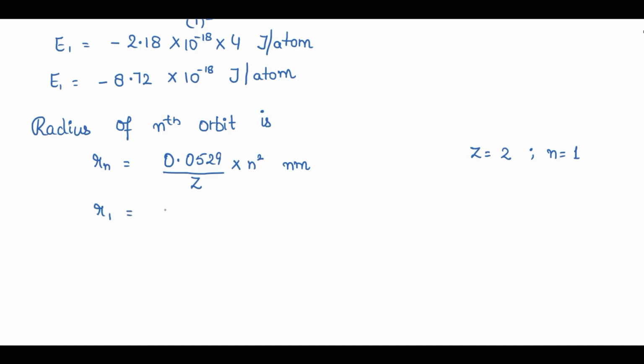R subscript 1 equal to 0.0529 divided by Z, that is 2, into n square, that means 1 square, nanometer is your unit, right? So 0.0529 into 1, that will be 0.0529, and 0.0529 divided by 2, the answer will be 0.02645 nanometer. The radius of first orbit of helium positive ion is 0.02645 nanometer.